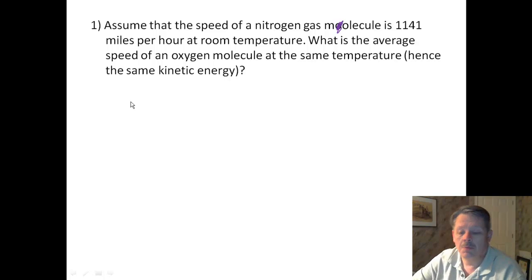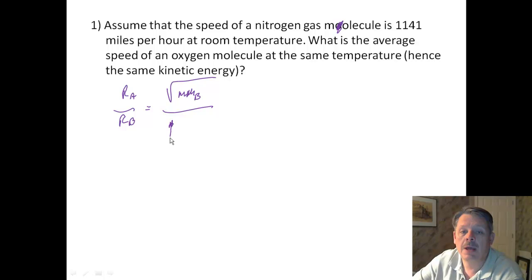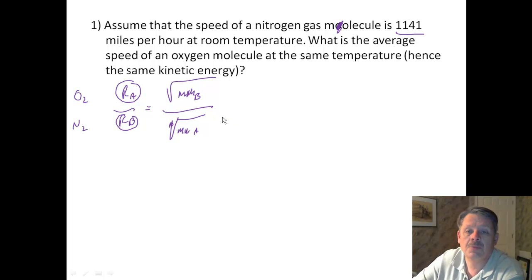All right. Well, remember what we have is our rate of A divided by our rate of B is equal to the square root of the molar mass of B divided by the molar mass of A. All right, so let's look at what we have. We're going to look at A as being oxygen and B as being nitrogen. So if A is oxygen, that's the one we don't know. We don't know how fast this is going. This is our unknown. We do know that the rate of B is given to us. It's 1141.